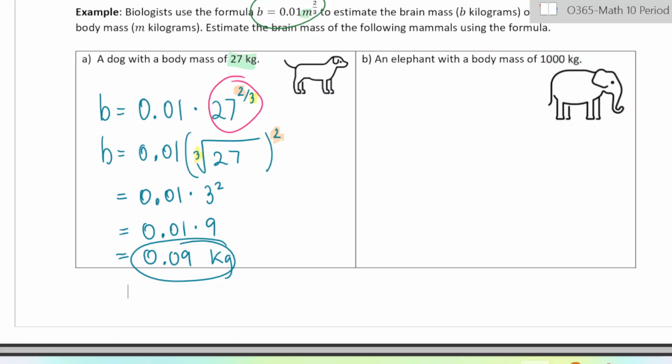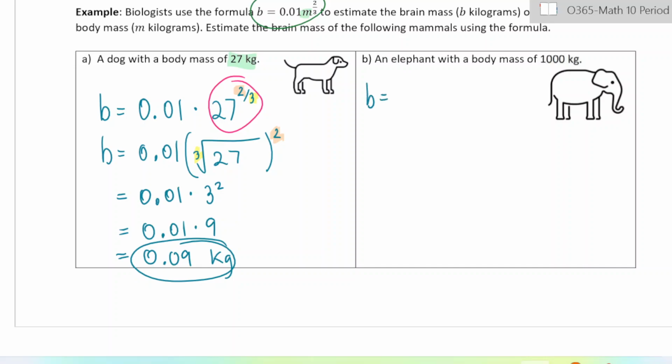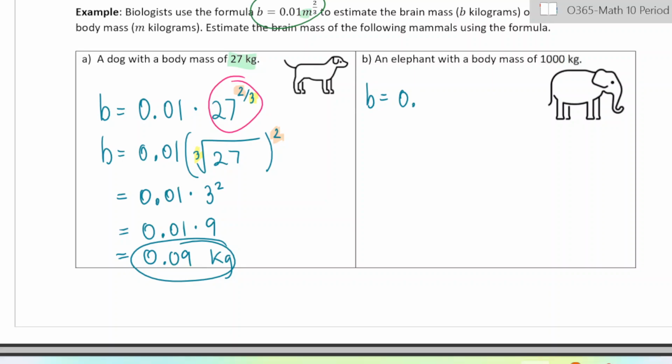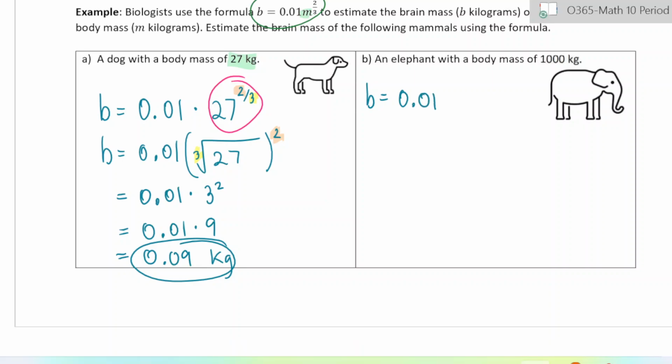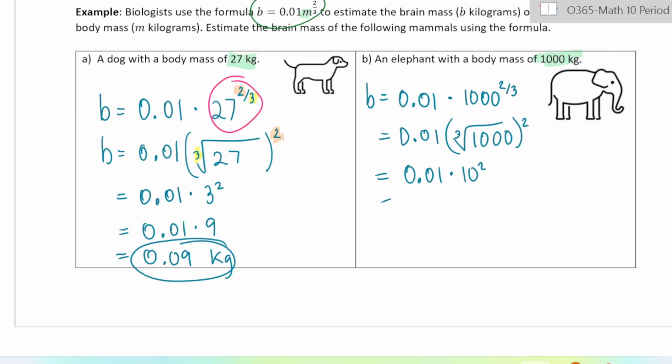Let's do an elephant with a body mass of 1,000. You guys can pause the video here and try this on your own. I really recommend you do that, but I will do it quickly on this side. So we're going to replace the m with 1,000 this time. First, we'll convert it to a radical. Roots on the bottom, powers up top. So it's 0.01 times 10 squared. We have to evaluate the exponent first. 0.01 times 100, and so it's 1 kilogram. Okay, that's it. That's the end of the lesson.